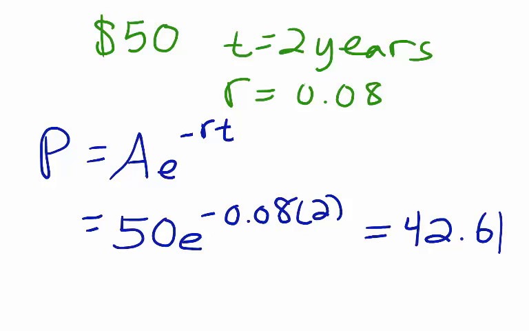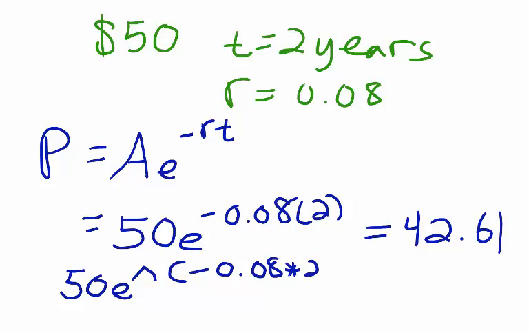If you wanted to plug this equation into your calculator, it's pretty straightforward. You would type 50, and then using your second key, second E, your caret key to raise your exponent to a power, and then here you could open a set of parentheses, negative 0.08 times 2, close parentheses, and that would give you your result.